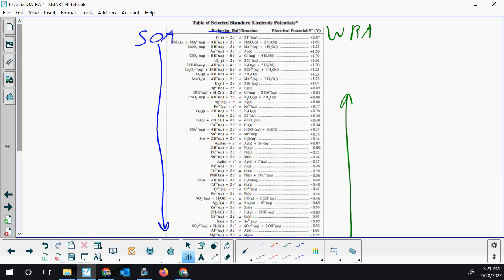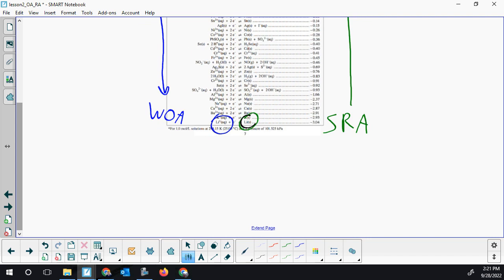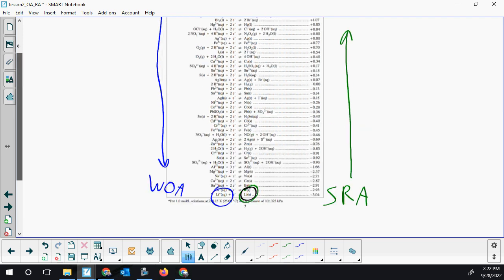That's fluoride ion. So the most reactive combination we could get would be fluorine gas, that's our strongest OA, reacting with lithium metal, our strongest RA. That's the best combination. If you actually made a battery out of those two, you would get the highest voltage on this table. We'll talk about the voltages in the next chapter, so it'll be a while before we start looking at electric potentials.